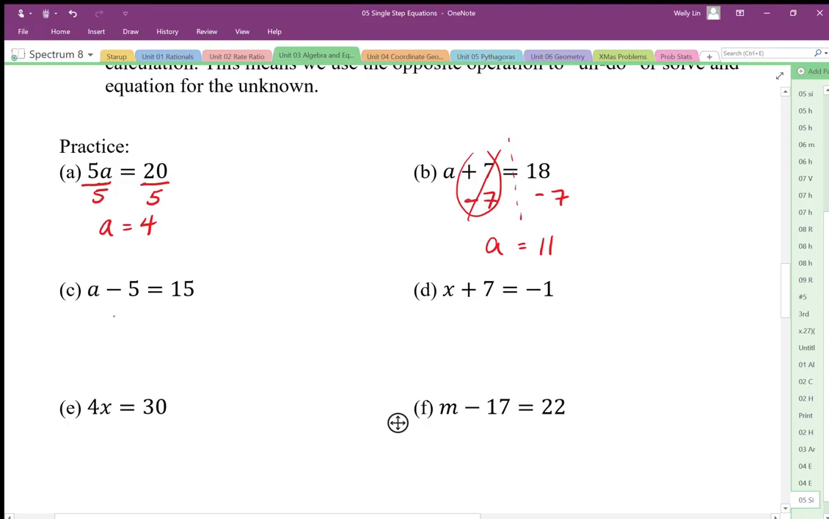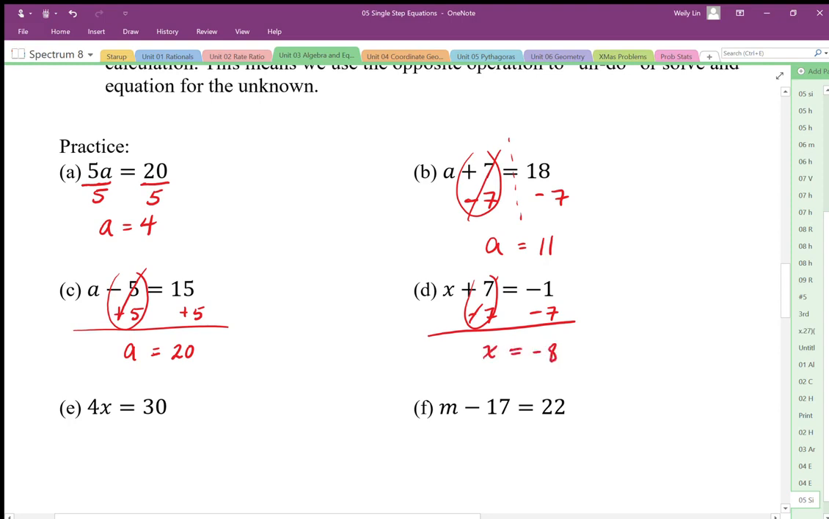Minus 5 becomes, we need to undo it with a plus 5. Plus 5. Zero pair. A is equal to 20. Undo a plus 7 with a minus 7. Balance with a minus 7. We get x is equal to negative 8. Okay, so negative 8 plus 7 equals negative 1.